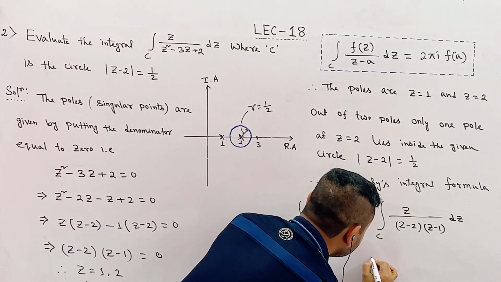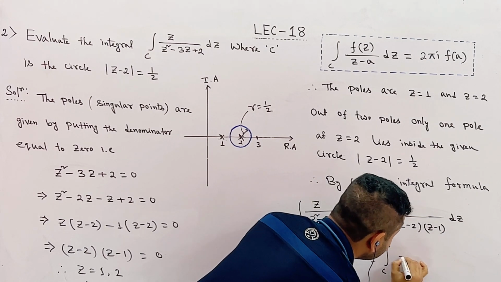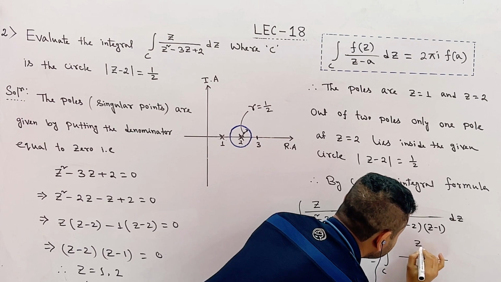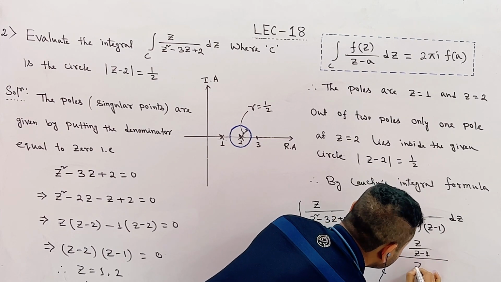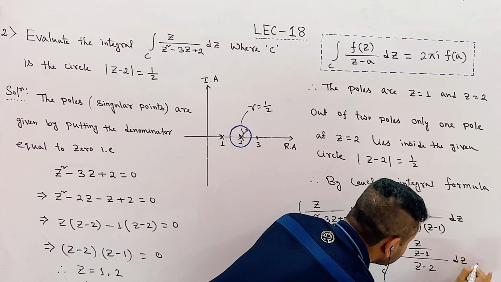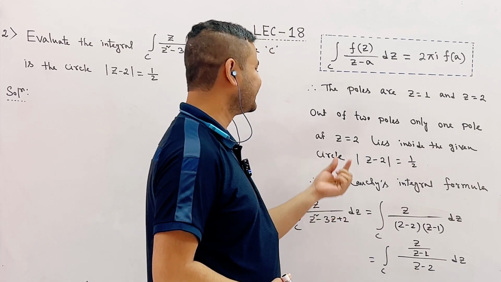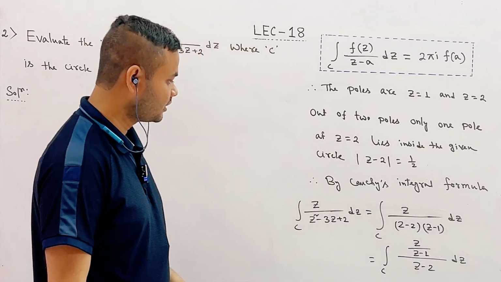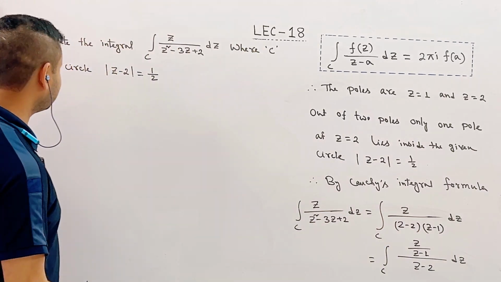So after rearranging, we will get integration along curve C, z divided by z minus 1 divided by z minus 2 into dz. Now let us calculate the value of the function f of z at the singular point z equal to 2. According to this problem, f of z equal to z divided by z minus 1.